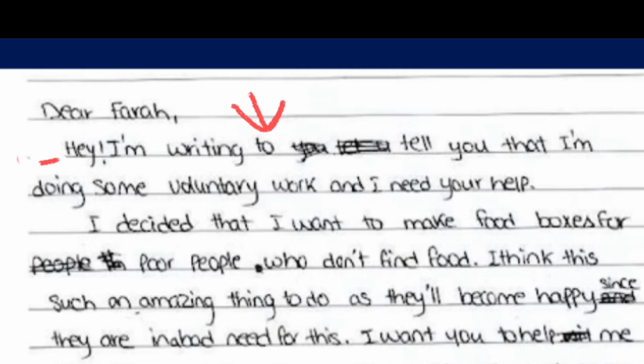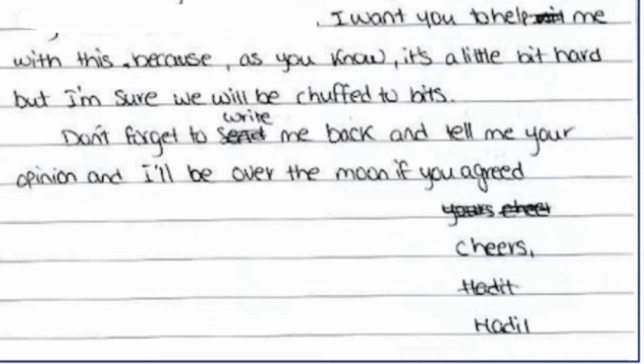Hey, I'm writing to tell you that I am doing some voluntary work and I need your help. I decided that I want to make food boxes for poor people who don't find food. I think this is such an amazing thing to do, as they'll become happy since they are in a bad need for this. I want you to help me with this because, as you know, it's a little bit hard, but I'm sure we will be chuffed to bits. Don't forget to write me back and tell me your opinion, and I'll be over the moon if you agree. Cheers.